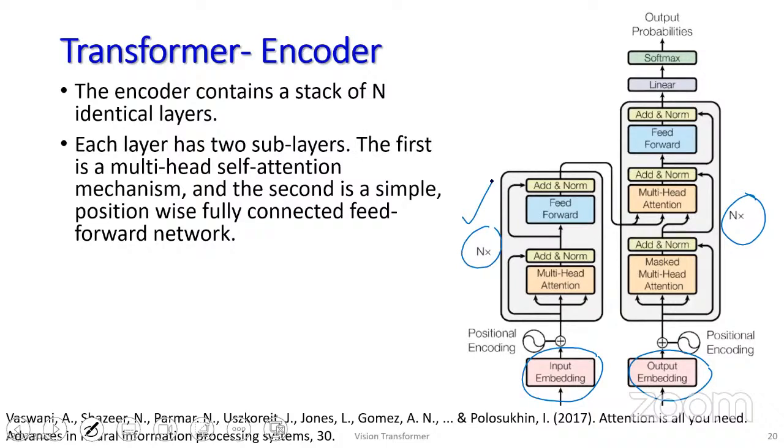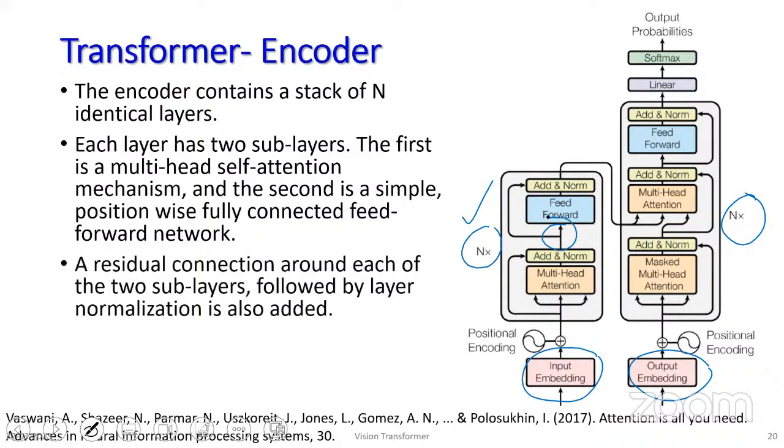The second is a simple position-wise, fully connected feed-forward network. A position-wise, fully connected feed-forward network is like a 1x1 convolution that you apply on each output coming from here, right? There is a residual connection around each of the two sublayers. Professor Khanna has covered what a residual network is. So it's a residual connection around each of the two sublayers, followed by layer normalization. That is also added here.